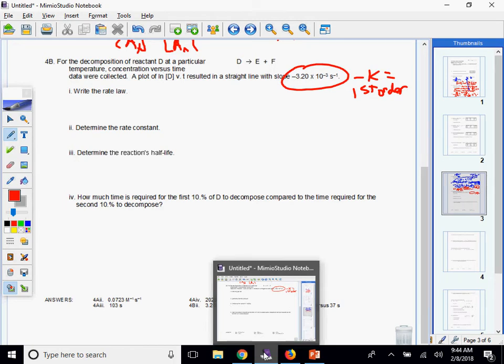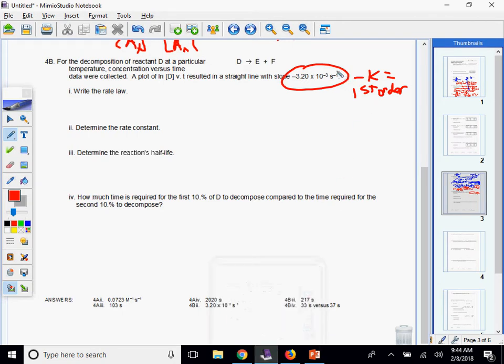This is a slope. Okay? This is a slope. All right? Here, which is for first order. It's a first order unit. 1 over S is first order unit. All right. Write the rate law.